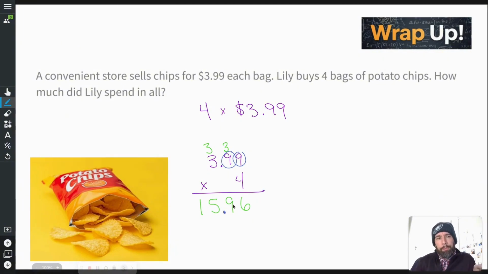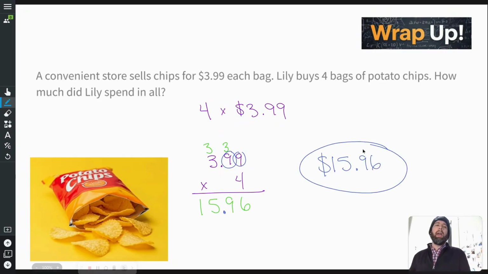Now this is a word problem. So how much did Lily spend in all? Lily spent $15.96 on chips at the convenience store.